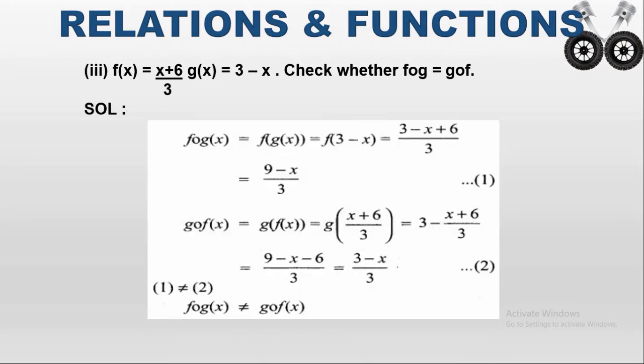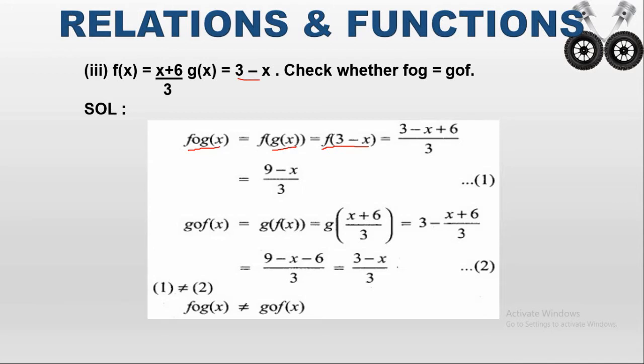First you have to write f composition G of x. How can you write this one? It can be written as f of G of x. First you have to substitute the value for G of x. G of x value is 3 minus x. So it can be written as f of 3 minus x.